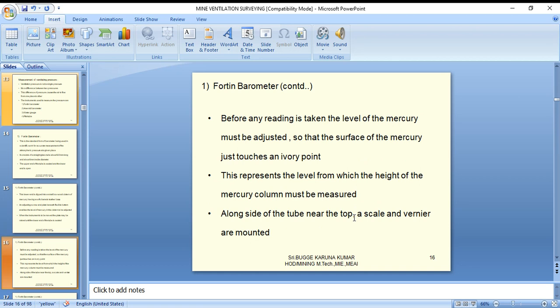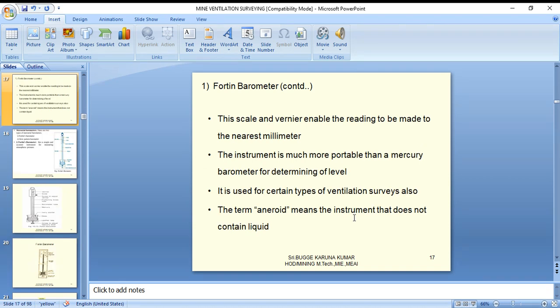Before any reading is taken, the level of mercury must be adjusted so that the surface of the mercury just touches the ivory point. This represents the level from which the height of the mercury column must be measured. Alongside the tube near the top, a scale and a vernier are mounted. For this barometer, the scale and vernier enable the reading to be made to the nearest millimeter.